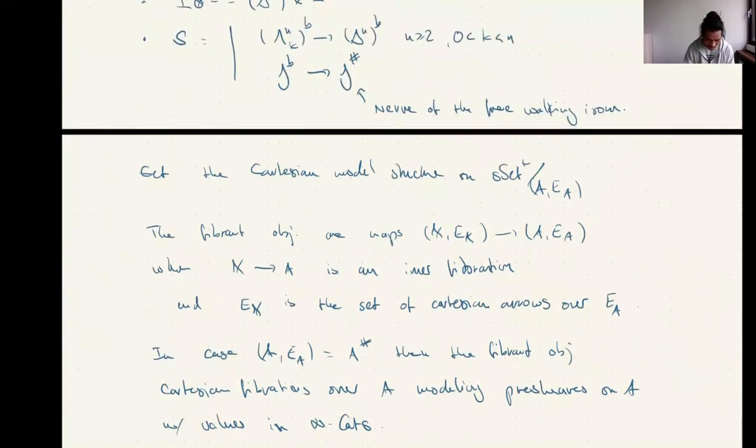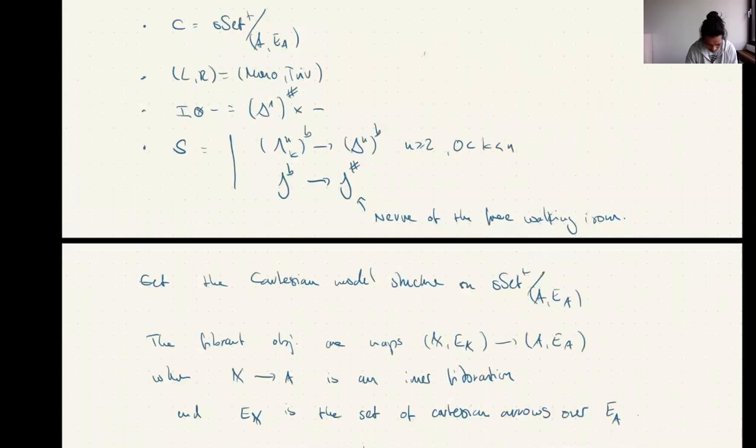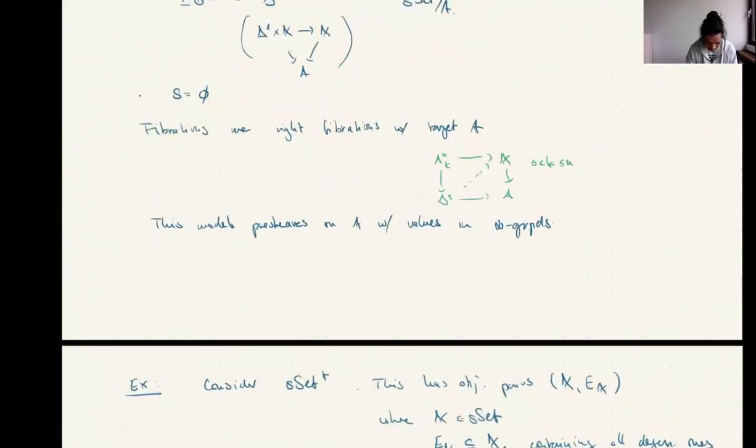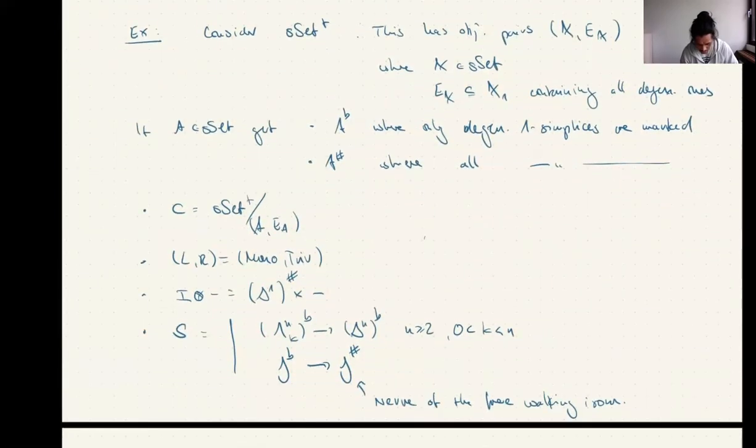But in these examples, it's really important that we consider one of the inclusions and not the other one. So for example, in this example, we get pre-sheaves. If we had taken the covariant model structure where we force the other inclusion to be a trivial cofibration, then the fibrations are the left fibrations. So we are modeling co-pre-sheaves with values in infinity groupoids, and here we get co-pre-sheaves with values in infinity categories.